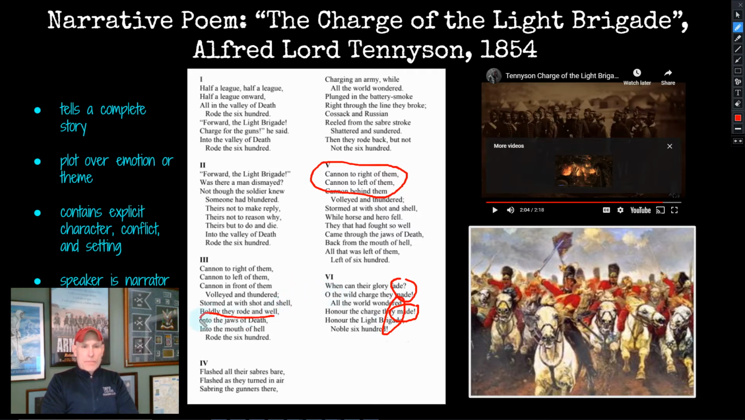Jaws of death, mouth of hell, those are figurative expressions. And the anaphora, the repetition again of 100, 600, rode the 600. Little change, not the 600. So there are a host of different poetic devices here, but they all are a part of a complete telling of a distinct and individualized story from beginning to end. That is narrative poetry.